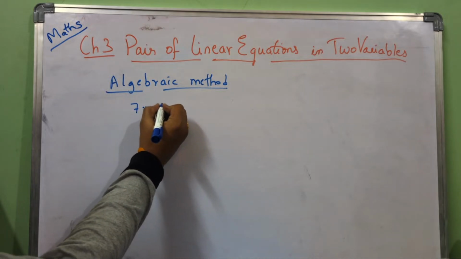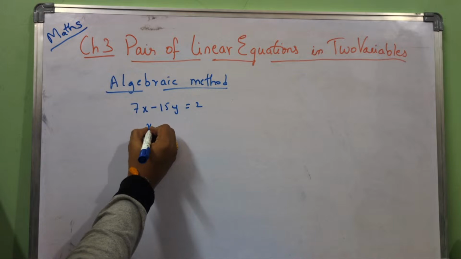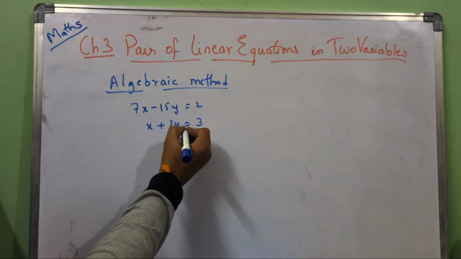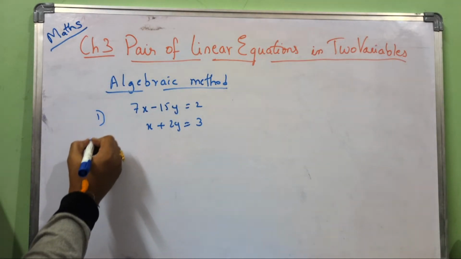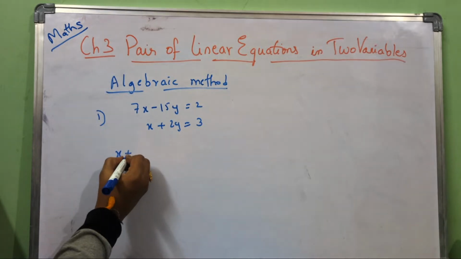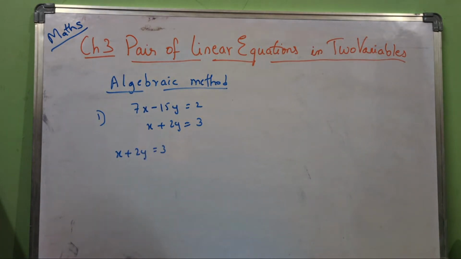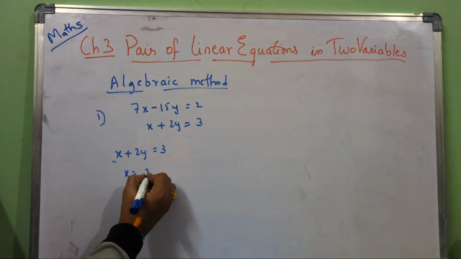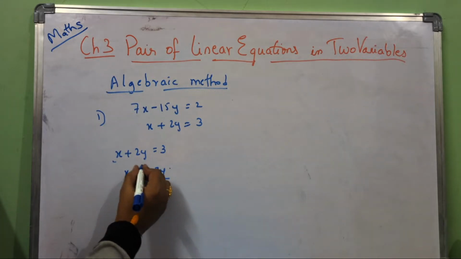So 7x minus 15y equals 2, and the second equation is x plus 2y equals 3. As the first has bigger numbers compared to this, I am using the second equation, x plus 2y equals 3. Now I am converting x in terms of y. So x is equal to 3 minus 2y. This is the conversion: x became 3 minus 2y.